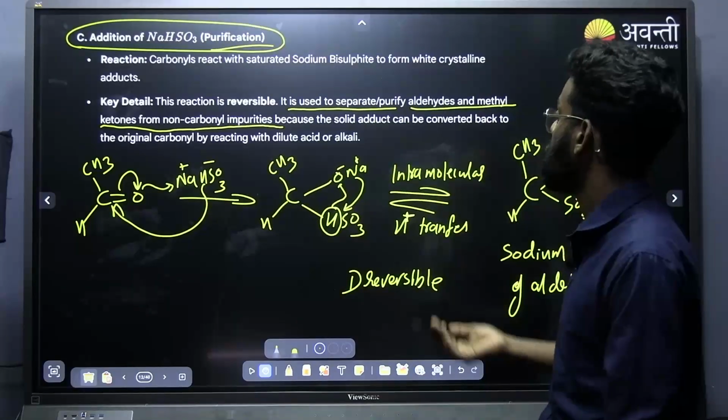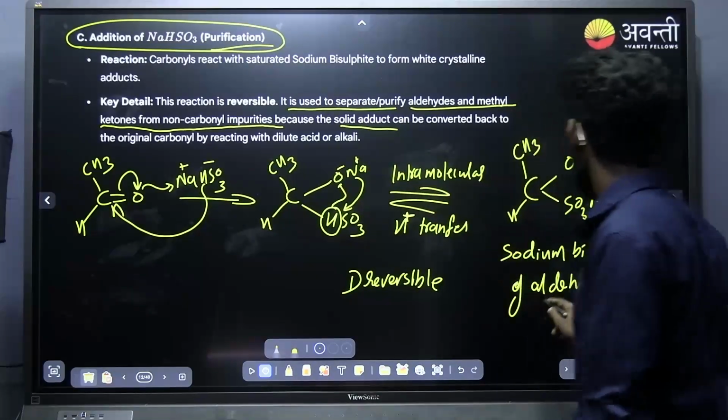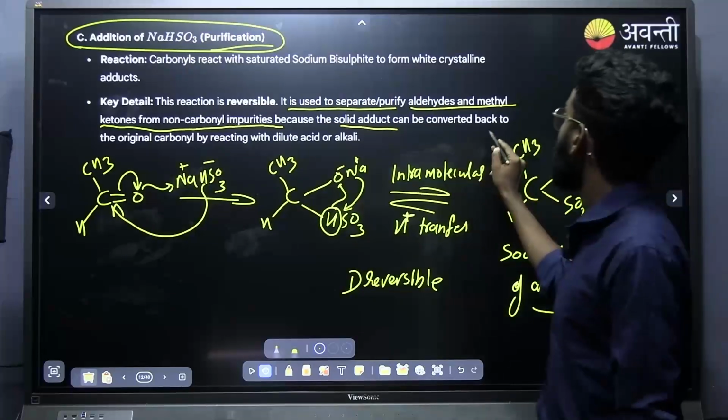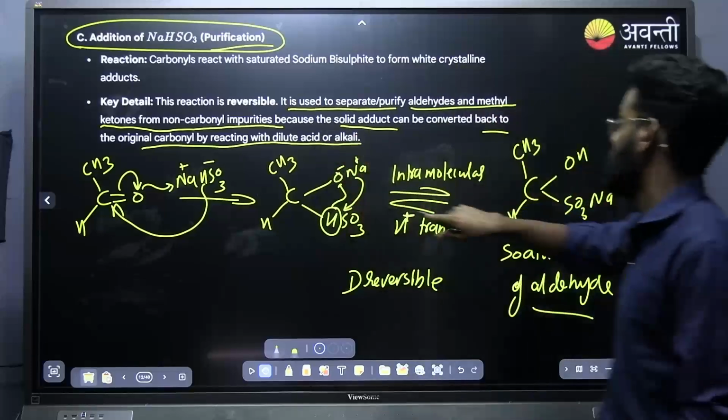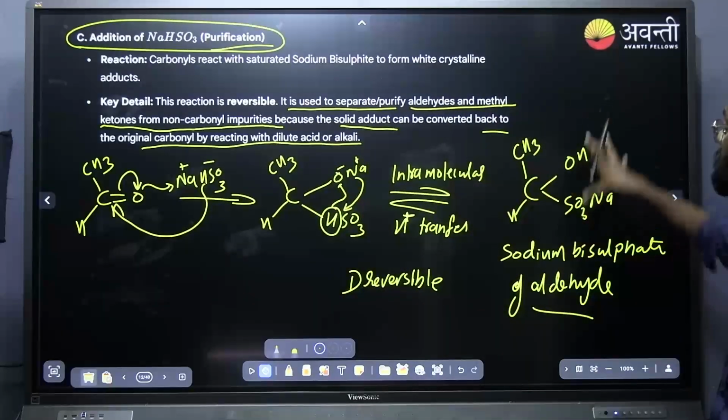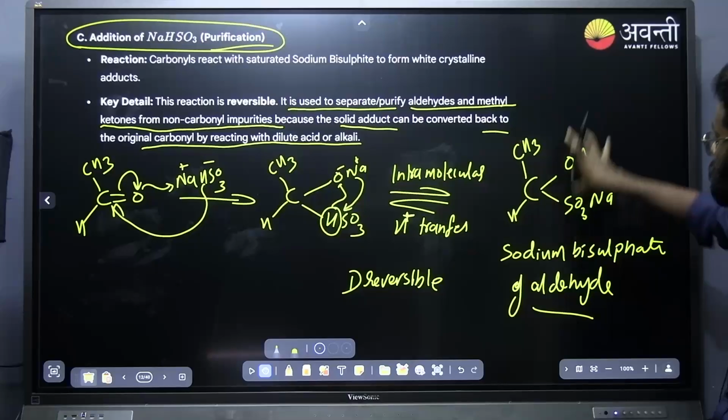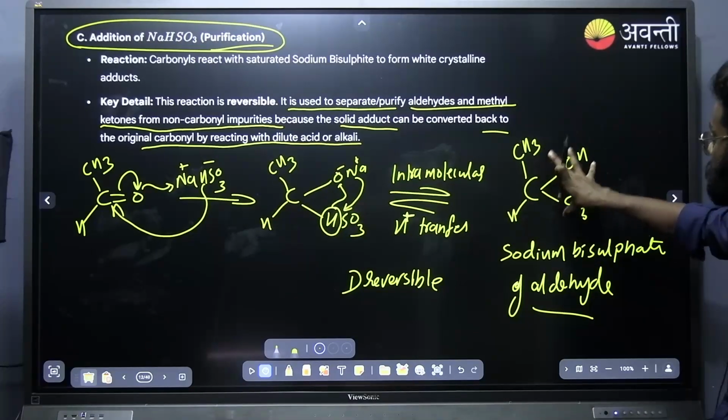How can we purify it? The solid adduct that is forming can be converted back to the original carbonyl compound by reacting with dilute acid. So once it has reacted, we will separate out this adduct, and this adduct will be pure.